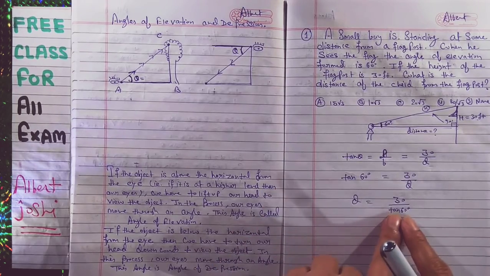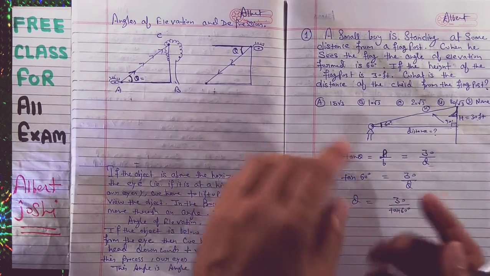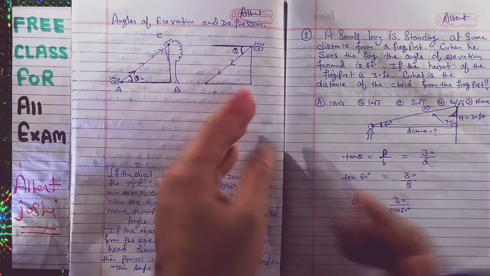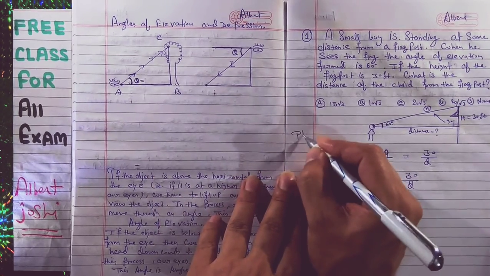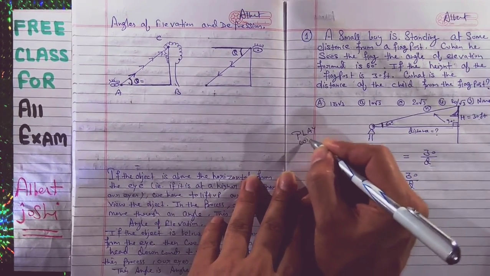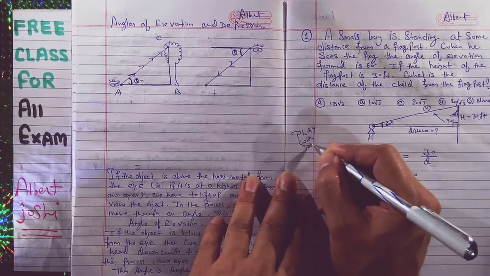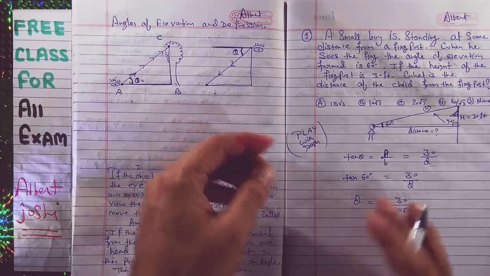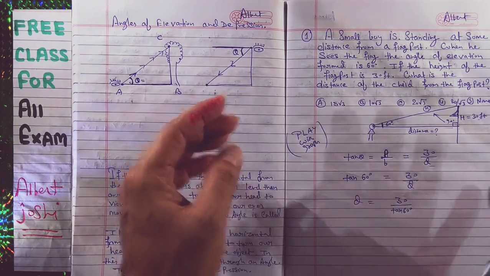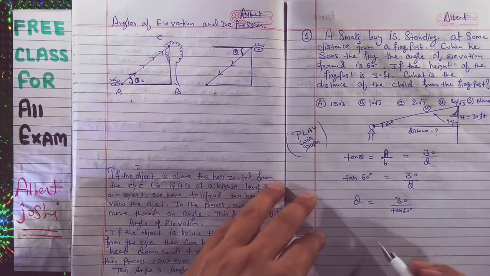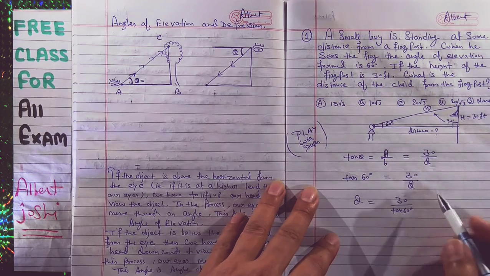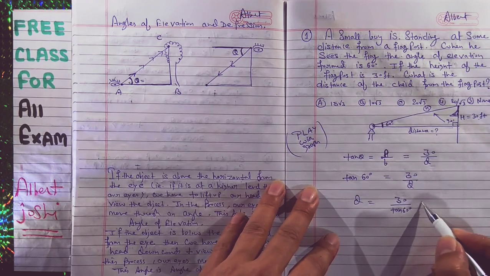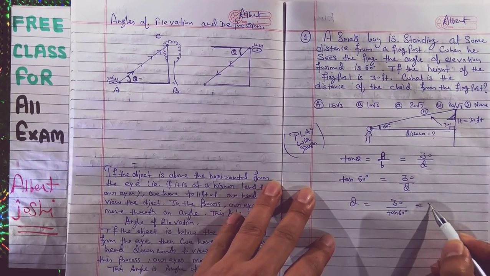So what is the value of tan 60 and how to calculate it? Again, go to the "Play with Graph" chapter. We have done this video, and we have explained everything, how to remember all the data in your memory. So the value of tan 60 is root 3.